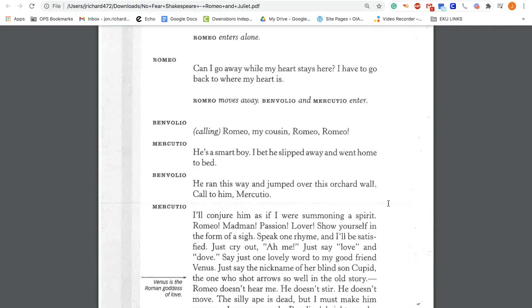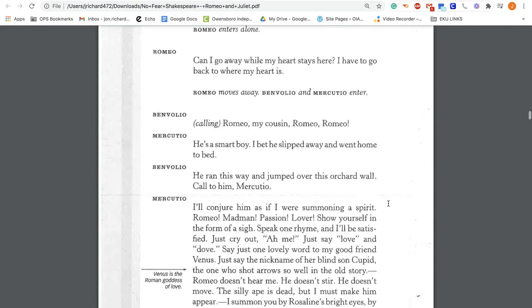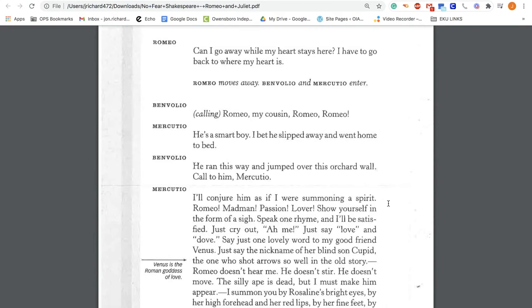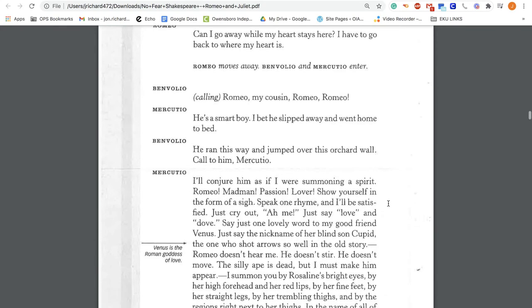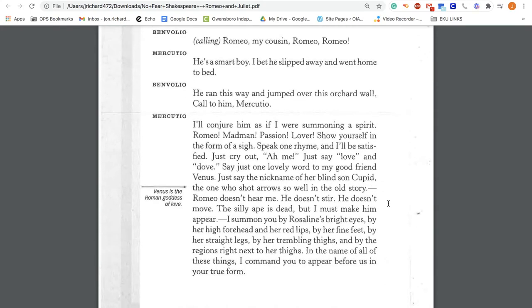Romeo! My cousin, Romeo! He's a smart boy. I bet he slipped away and went home to bed. He ran this way and jumped over this orchard wall. Call to him, Mercutio. I'll conjure him as if I were summoning a spirit. Romeo, madman, passion, lover, show yourself in the form of a sigh. Speak one rhyme and I'll be satisfied. Just cry out, oh me. Just say love and dove. Just say one lovely word to my good friend Venus. Just say the nickname of her blind son Cupid, the one who shot arrows so well in the old story.